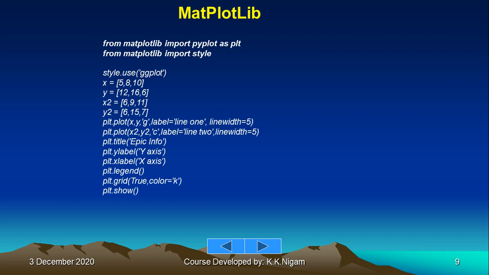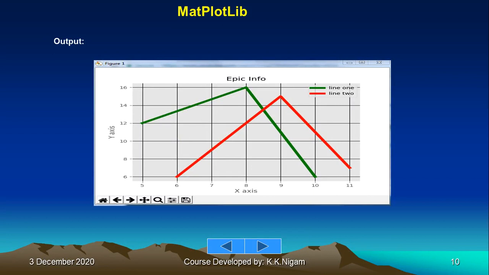So this is the script for the basic type of plots that you can create. This is the grid that you can see on the graph, and then the width of the line in the green color and also in the red color, both are there. The legend is also there on the top right corner, that is line 1 and line 2, which is green and red. The title you are seeing is epic info, and the y-axis is given as y-axis itself, the x-axis is given as x-axis. So this is how you can present your graphical details, which is very, very appealing.